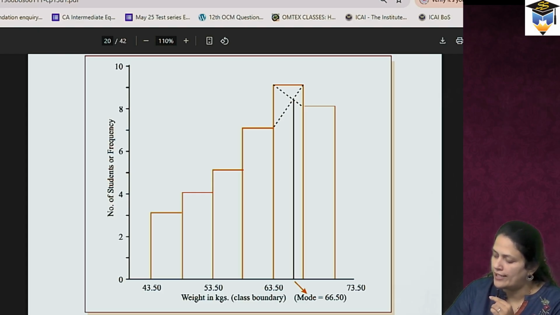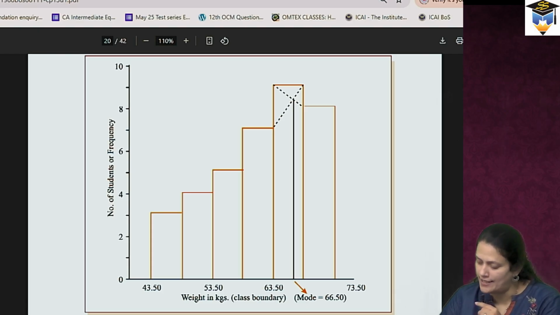Write down, I am dictating: the mode of any data set represents the value that occurs most often.